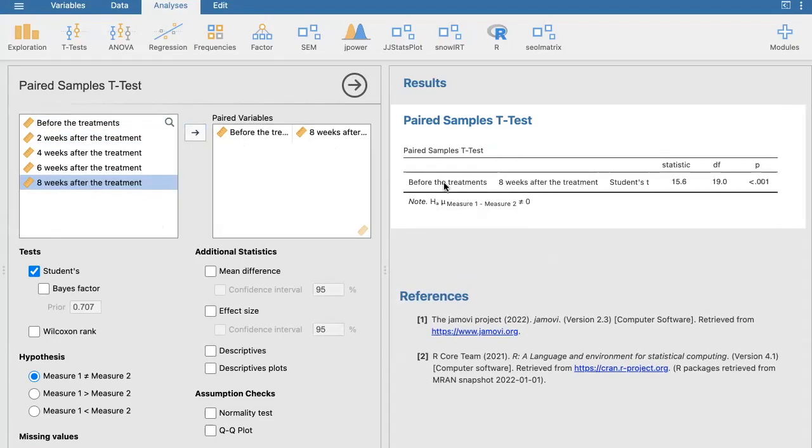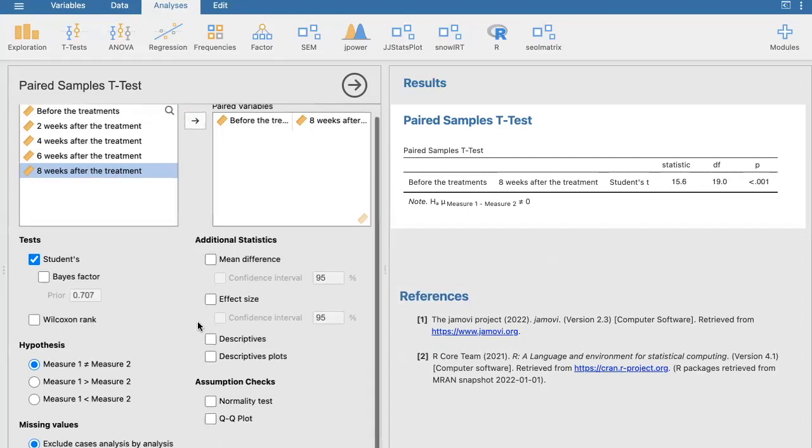Now, automatically in Jamovi, it will give you paired sample t-test results. This is before the treatments and after 8 weeks of treatments. The t statistic is 15.6, degrees of freedom is 19. Why? Because we have 20 participants. And here's the significance. This is pretty statistically significant. So it's pretty safe to say the CBT has a significant effect in alleviating suicidal ideation because the scores seem to have come down.